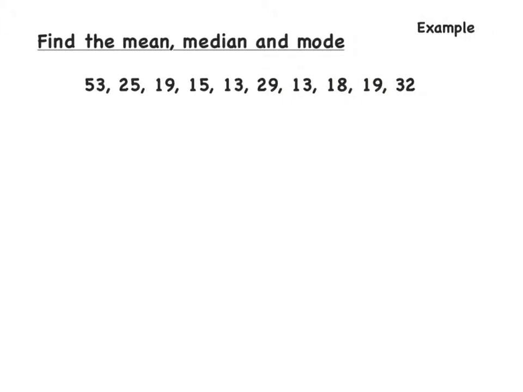So what I want you to do now, I'm going to find the mean, median, and the mode of this set of numbers. We have 53, 25, 19, 15, 13, 29, 13, 18, 19, and 32. So the very first thing I'm going to do, I am going to find the mean. Remember how we do that? We have to basically add up every single one of these numbers.